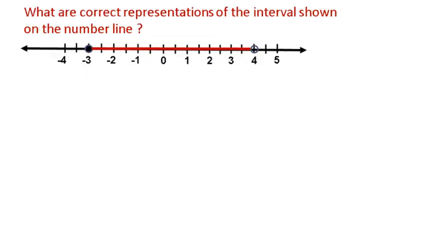All right, next. What are correct representations of the intervals shown on the number line? I think this might be a multiple choice problem on your actual test, but our critical values here are going to be at the end of the interval. So we'll say x equals -3 is going to be one of our key values, and on the right side we're going to have x equals 4.